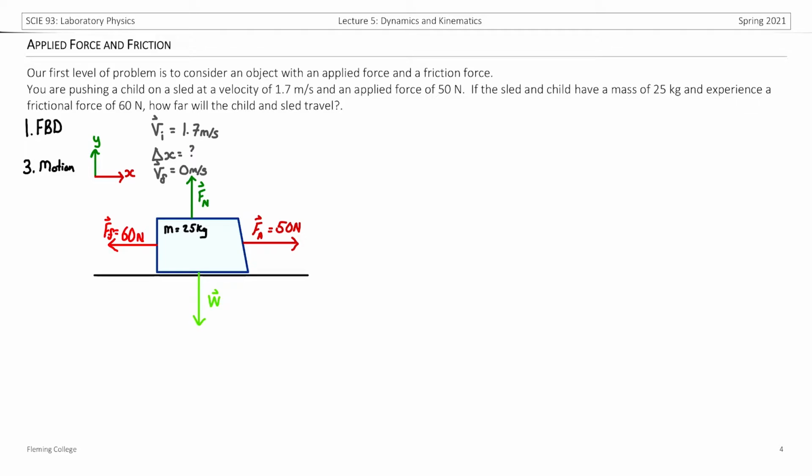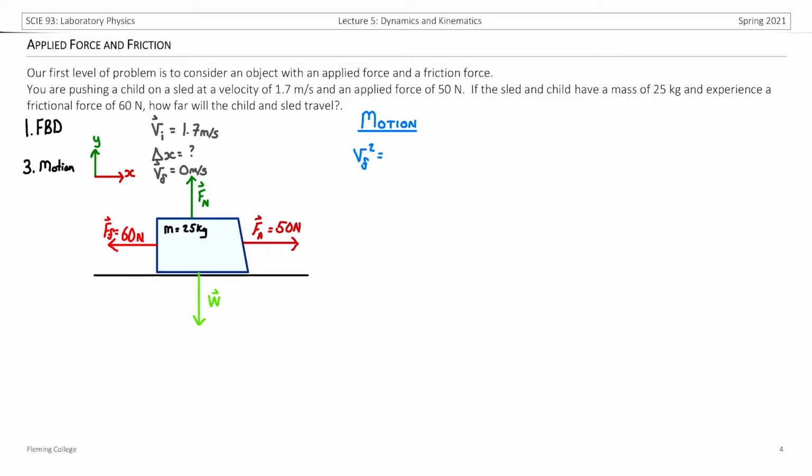In that case, we expect to see an acceleration, which means we expect a non-equilibrium problem, and we expect to see a net force, which we do, as the force of friction is not equal and opposite to our force applied. So considering our motion equations, we have a velocity initial, a velocity final. We know an acceleration exists, and we want a displacement.